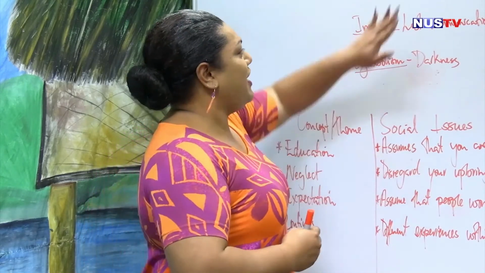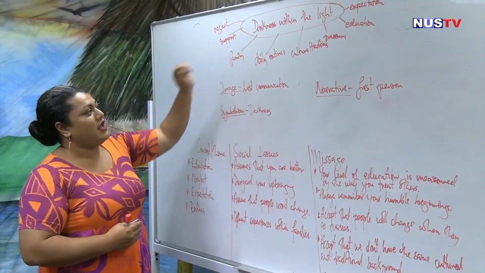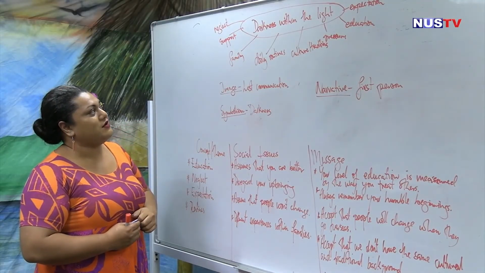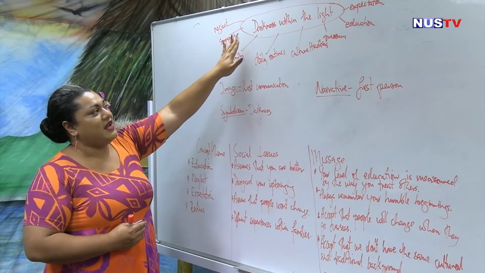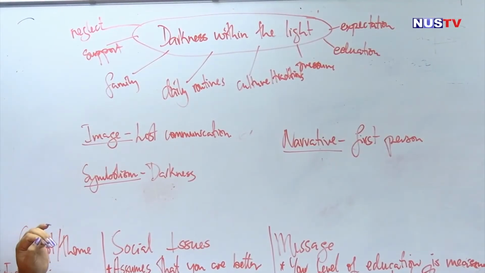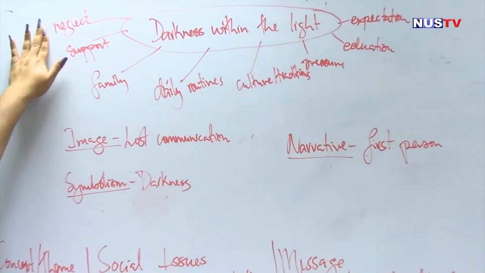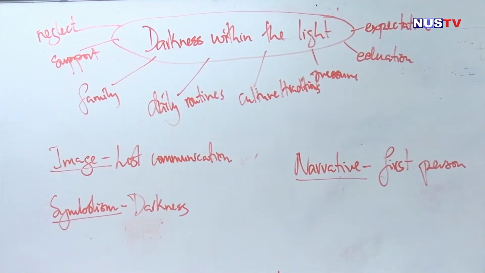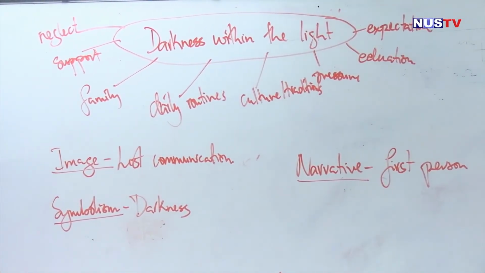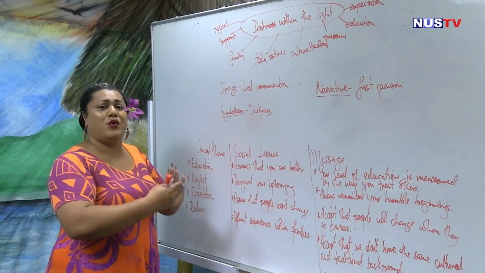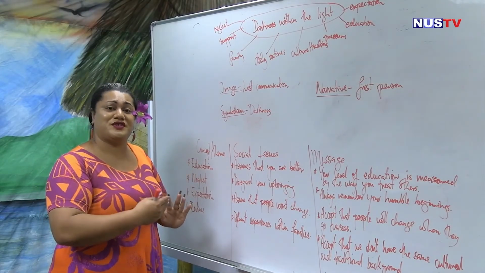Good. Okay, let's look on the whiteboard at the brainstorm that I wrote. Darkness within the light, that is the name of the poem. Then I thought about the word neglect. Yes, there is some sort of neglect. There is a conflict between the boy and the girl, so the two personas.